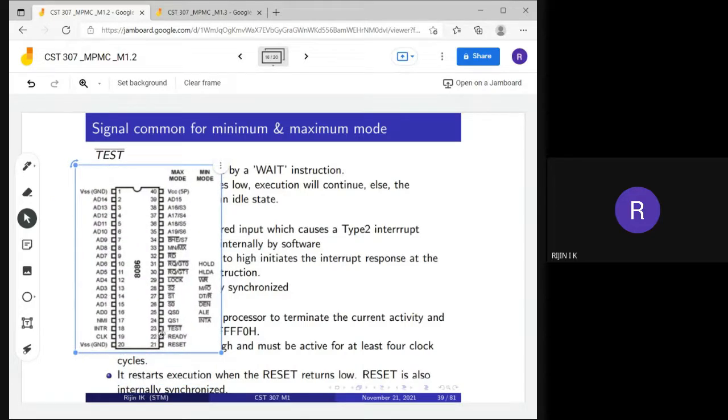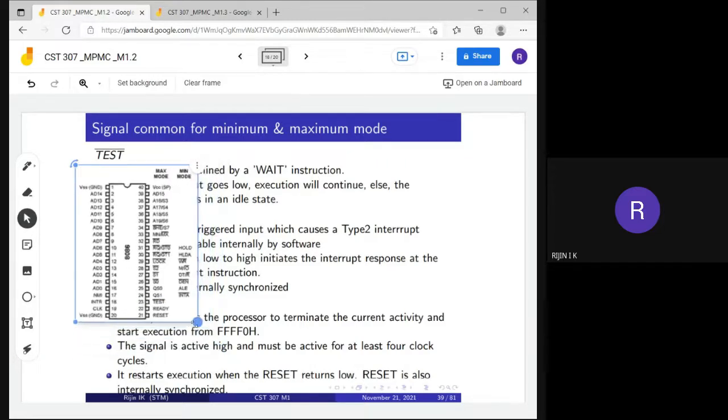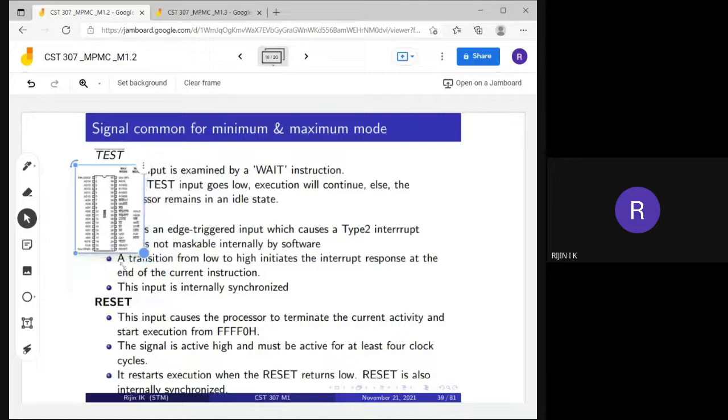Pin number 23. Okay, this pin. It is the test pin. Test pin means it is like a wait state. That means when the test pin is high, the processor has to wait in the idle state. Else it can continue its execution like that.